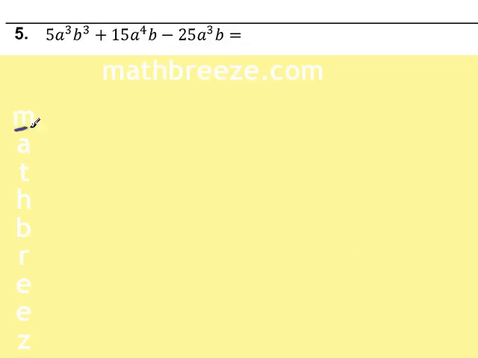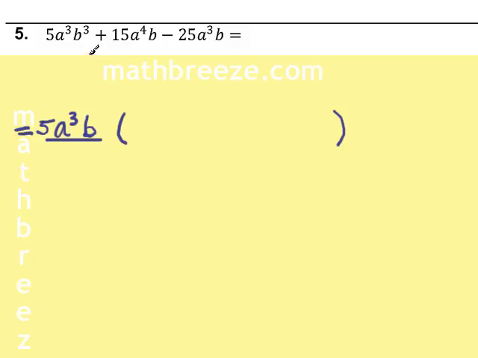Okay, number 5, we have coefficients 5, 15, 25. We can pull out factor 5. Here we have the powers of a cubed, a to the 4th, a cubed. We can pull out a cubed. B cubed, b, we can pull out b.